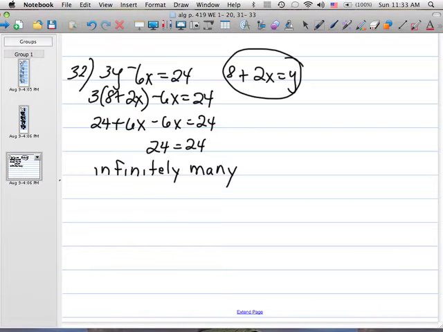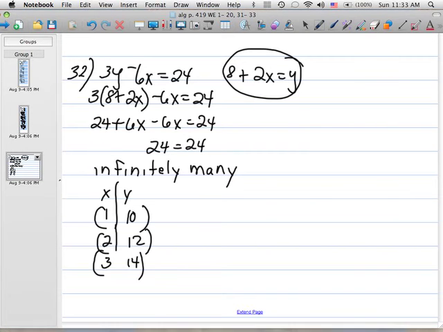I'm just going to use this equation here and do that little chart. So if x is 1, then y would be 10. If x is 1, 1 times 2 is 2, plus 8 is 10. If x is 2, then y would be 12. If x is 3, y would be 14. So there are my ordered pairs, since they're the same equation.